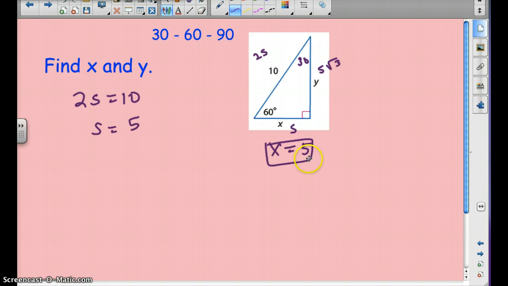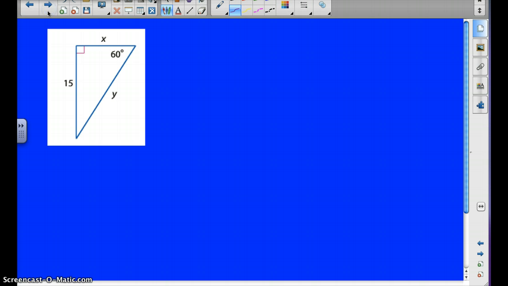So if x equals 5, or excuse me, if s equals 5, then y is going to equal 5 square roots of 3. So again, it comes down to knowing the 2s, s square root of 3, and s. Where are they placed on that 30, 60, 90 triangle? All right, let's try another one. Okay, now we have 15, which is across from the 60.